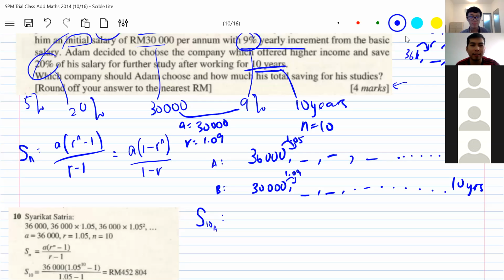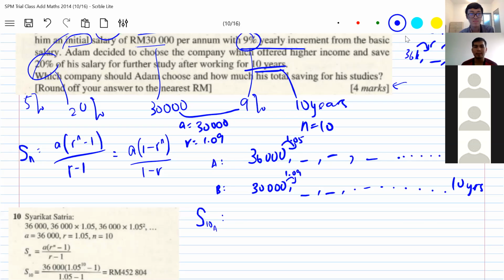Letian can verify the formula? Correct, right? Okay, cool. Sorry, because I don't have access to the formula sheet right now, so I'm writing it from memory. Okay, so S10 for A. What's the sum of 10 years for the first job?